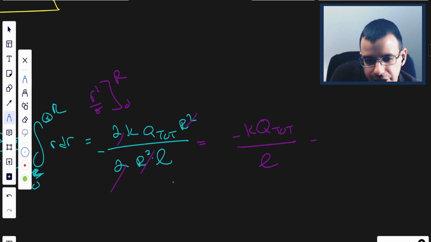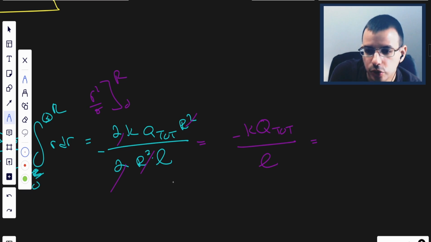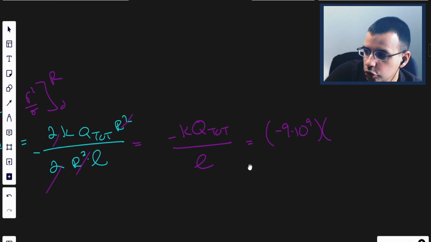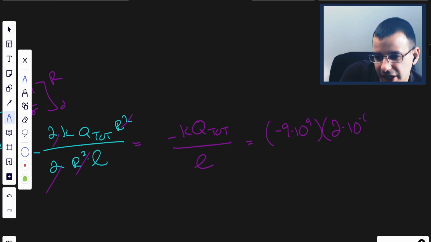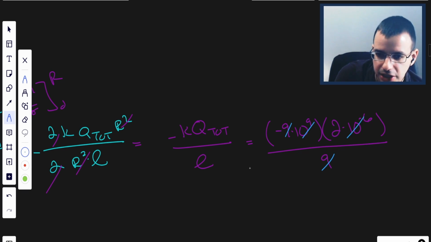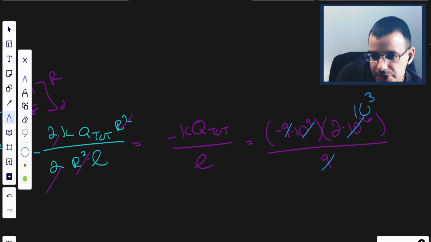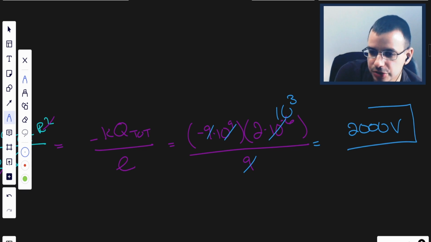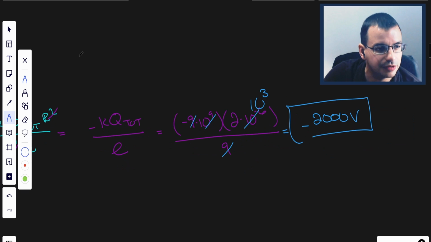So putting some numbers to this, I get k, which is 9 times 10 to the 9th. Some people use 8.99. I'm going to use 9. Q total, which is 2 microcoulombs, so I'm going to call it 2 times 10 to the negative 6 coulombs, all over a length, which we were told is 9 meters. Cancel, cancel, cancel, cancel. 10 to the 9th and 10 to the negative 6 becomes 10 to the 3rd. We're left with 2. 2 times 10 to the 3rd is 2,000. And since we're talking about potential, this is going to be negative 2,000 volts.